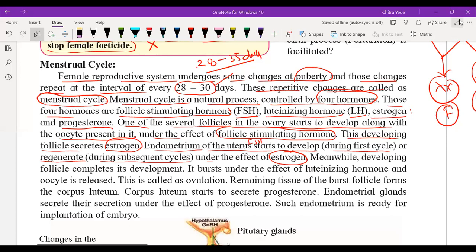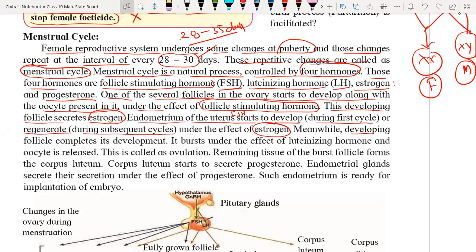Now, next. Meanwhile, the developing follicle completes its development and bursts under the effect of luteinizing hormone. Luteinizing hormone means LH, which is responsible for bursting the follicle, because the egg cell is present inside the follicle. What is present? The egg cell, the female egg cell. So it bursts and the oocyte is released into the oviduct. That oocyte means egg cell released into the oviduct, and that period is called the ovulation period.